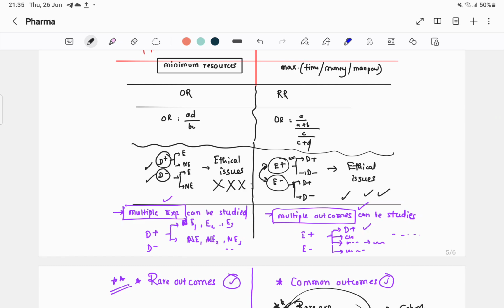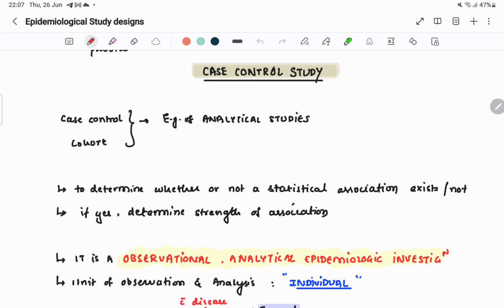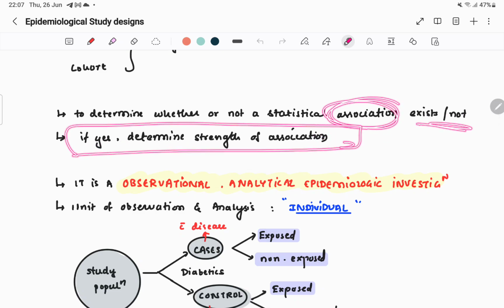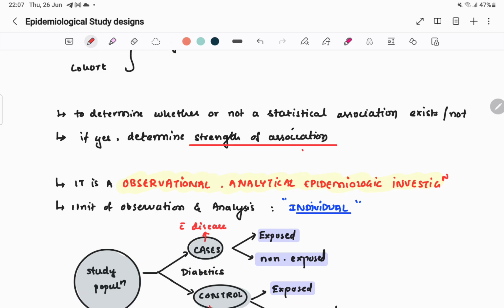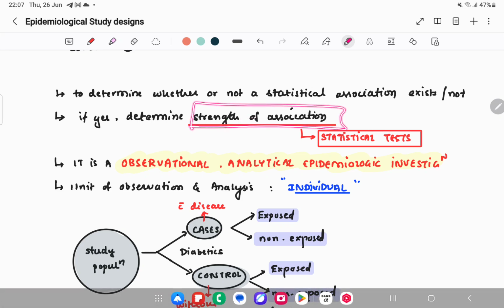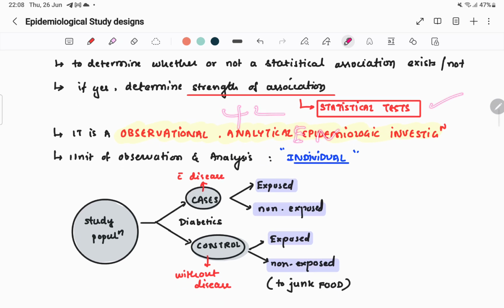Okay, done? Okay. Now we are done with case control and cohort study. Let us see from the text which are given. So if I come to the text, I'm talking about case control study. We have already discussed. Let us quickly go through the text. Example of analytical as well as descriptive study to determine whether or not a statistical association exists, and if yes, to determine the strength of association. But remember, the strength of association can only be determined by statistical tests. Okay, epidemiology can only tell you whether an association exists or not, but the strength with which it is associated is only given by statistical tests like chi-square test, ANOVA, okay, all this.